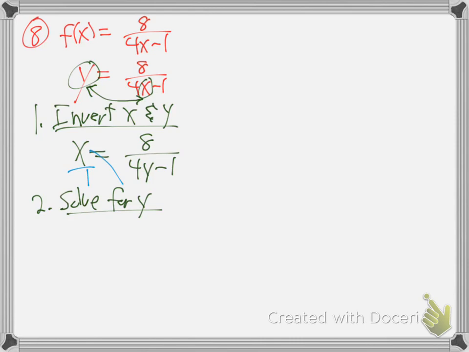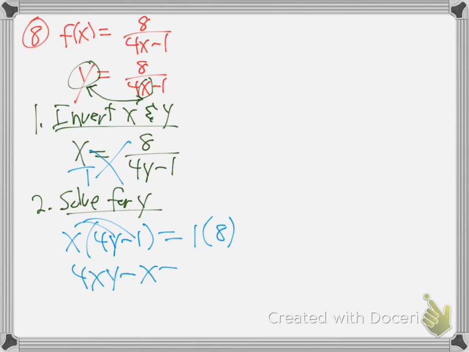Well, I put this over 1, diagonal, cross multiply. That's what you always do when you just have a fraction on each side. So we get x times 4y minus 1 is 1 times 8. Distribute. 4xy minus x is 8. Trying to solve for y, right? I want to get y alone.